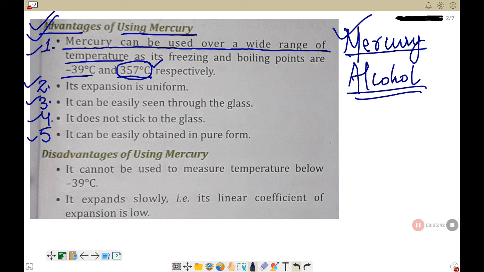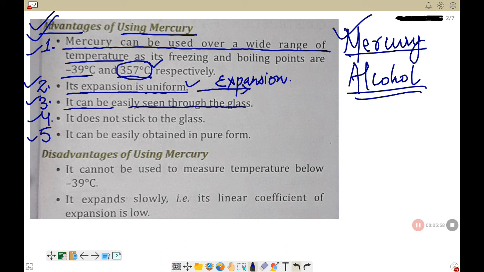Other advantage is its expansion is uniform. एकै नासले चाहिँ के हुन्छ, यो expand हुँदै जान्छ by the absorption of heat energy. Number 3, it can be easily seen through the glass. So glass tube बाट चाहिँ you can easily see the mercury. Symbol of mercury is Hg. I hope you have learned this in chemistry. See, mercury starts from M, but the symbol is Hg. Why? Because the symbol of mercury, that is Hg, is taken from the Latin name of mercury.